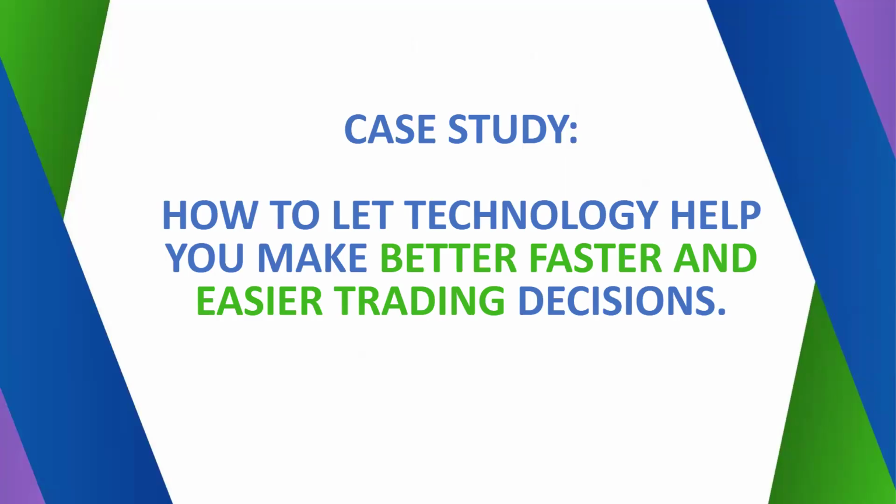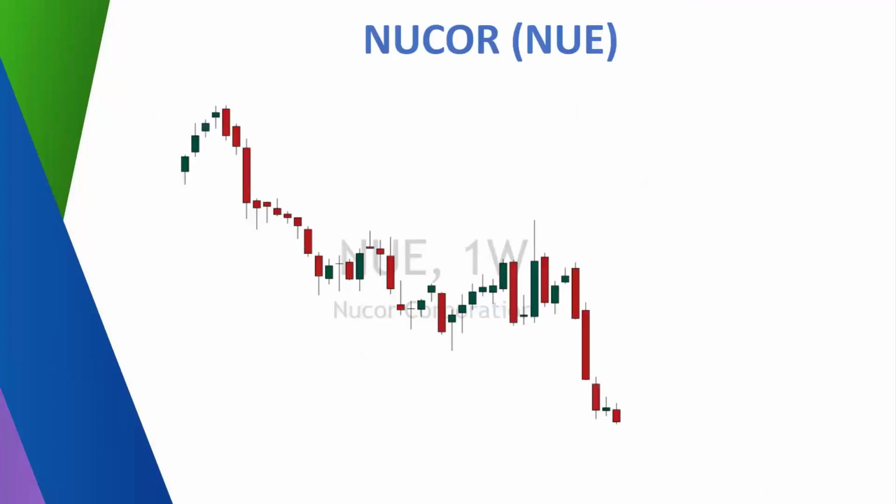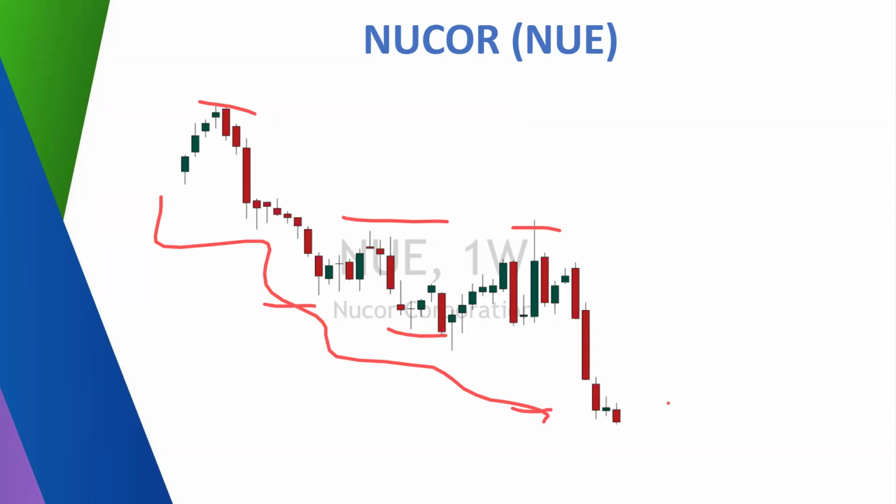What I want to do is show you, I want to prove to you how we let technology help us make better, faster, easier trading decisions. Okay, let's look at this chart here. Daily chart of Nucor. I think we can all agree, if you look at this chart, the last 8, 9 months or whatever, the market is going lower. We got lower highs, lower lows, and your call options would be worthless.